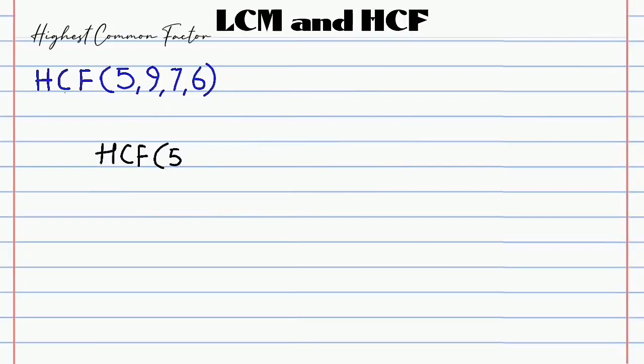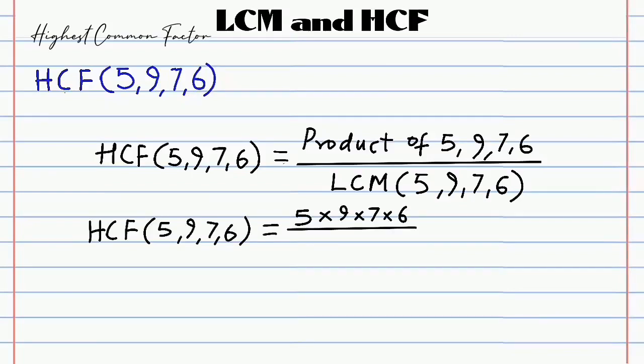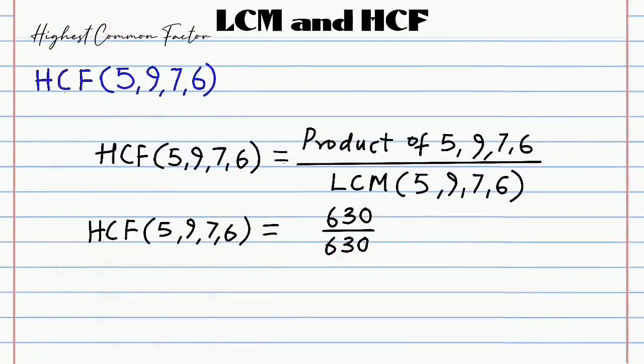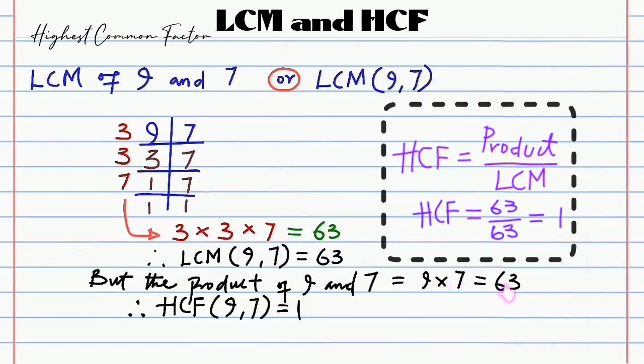Keeping this in mind, HCF of 5, 9, 7, and 6 is equal to the product of 5, 9, 7, and 6, all divided by the LCM of 5, 9, 7, and 6. So the product of 5, 9, 7, and 6 means that we're going to multiply 5, 9, 7, and 6 together, all divided by the LCM, which is 630. We're going to multiply them to get 630. And 630 divided by 630 is equal to 1. This is why I said earlier that since the product of 9 and 7 is equal to 63, which is also their LCM, their HCF must be 1.